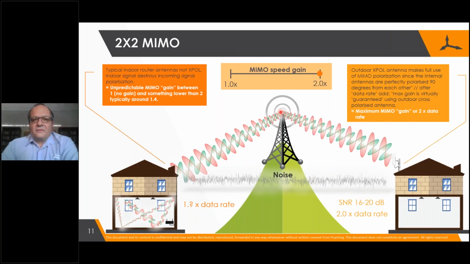The one beauty of 2x2 MIMO is that if you use a cross-pole antenna, in other words, an antenna that is polarized 90 degrees to the other one, and it is outdoor, so the polarization is preserved all the way from transmitter to the receiver, you are absolutely guaranteed to get 2.0, 2 times gain.